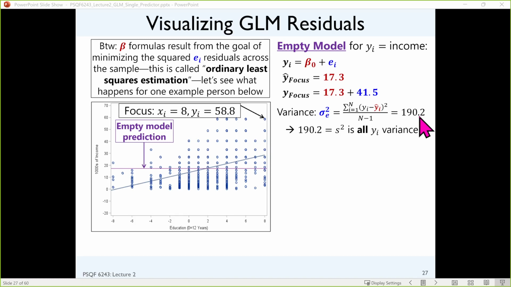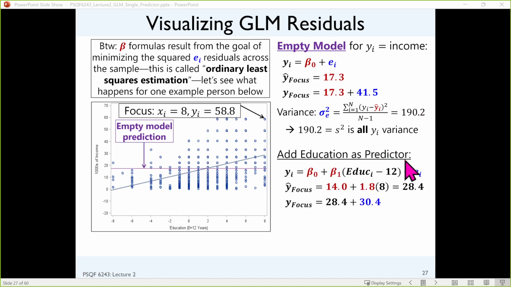More vocabulary drill. If I took a square root of that variance, what do I get? Standard deviation. Ding, standard deviation. So it's like 13.8 or something. We looked at that before. So on average, people are off from the mean by 13.8. That's what this model says. So it's just a recreation of the mean and variance of the sample for this outcome.